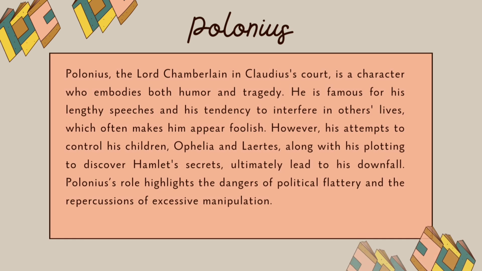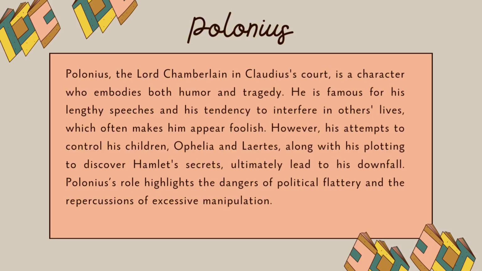Polonius, the Lord Chamberlain in Claudius's court, is a character who embodies both humor and tragedy. He is famous for his lengthy speeches and his tendency to interfere in others' lives, which often makes him appear foolish. However, his attempts to control his children Ophelia and Laertes, along with his plotting to discover Hamlet's secrets, ultimately lead to his downfall. Polonius's role highlights the dangers of political flattery and the repercussions of excessive manipulation.